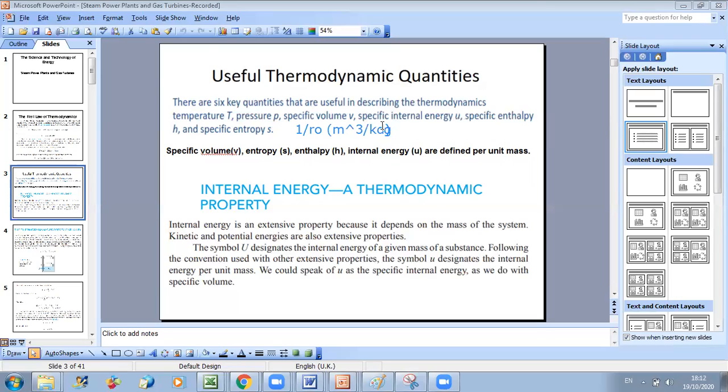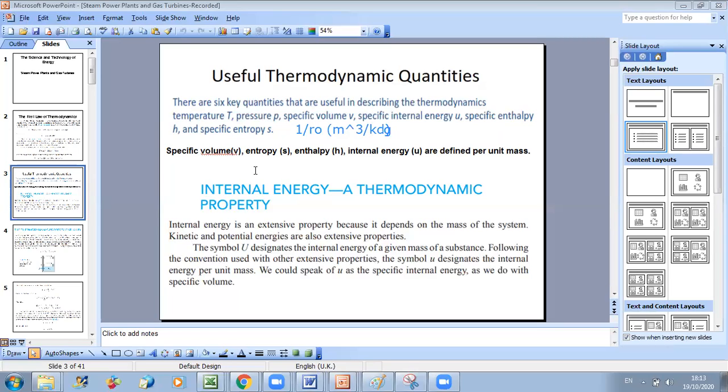And the specific internal energy, the internal energy, we introduced it in the previous slide. And in the following slides, we will learn what is the specific enthalpy and what is the specific entropy. So until now we know the first 4 properties, T, P, v, and u. We will introduce in the coming slides 2 remaining properties, which are the specific enthalpy and the entropy.